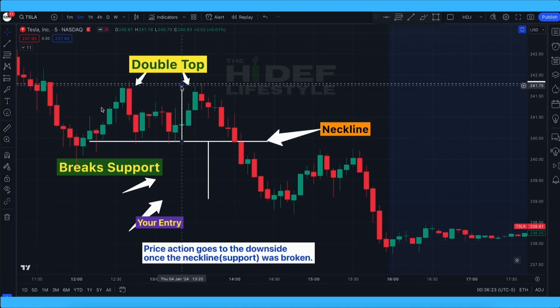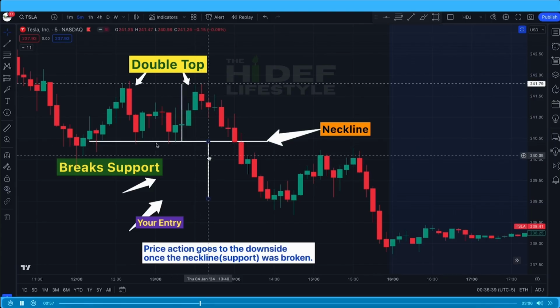All right. Once you establish this line and get the distance between the peak of the double top and the neckline, all you're going to do is move the line down to where the top of the line matches up with the neckline. And that's what I did here. These two lines are the exact same.